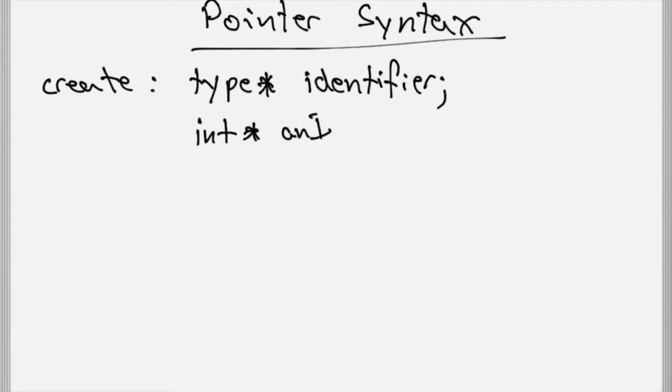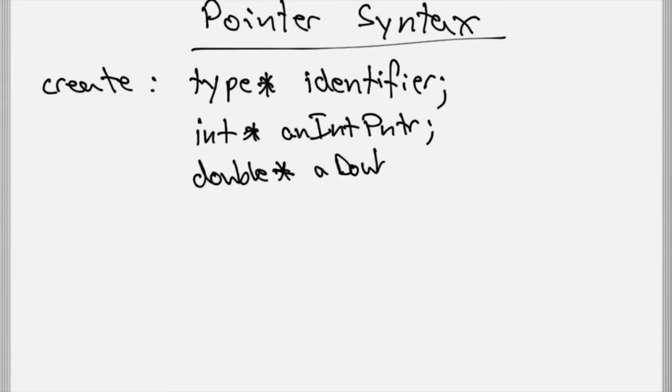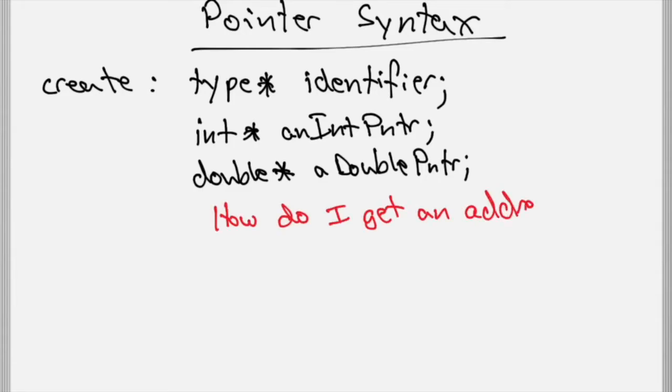All right, so for instance, if we wanted to create a pointer to an int, then we'd put int star and then the name of the pointer. I've called it an int pointer just for demonstration purposes, and we do the same kind of thing if it was a double or a string or whatever. We name the type, we put the star to say it's a pointer, and then the identifier.